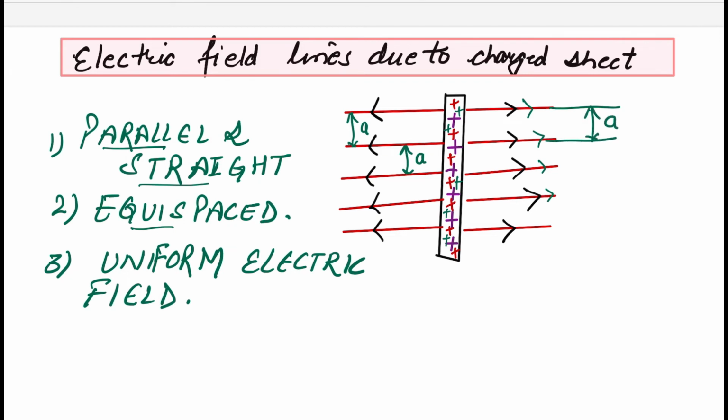They are equispaced, and the field produced by these lines will be uniform, which means if you measure the magnitude and strength of the field at any point inside these lines, it will be the same. Uniform field means the field will remain the same throughout. If you are discussing the uniform field, then you should also know what non-uniform fields are.